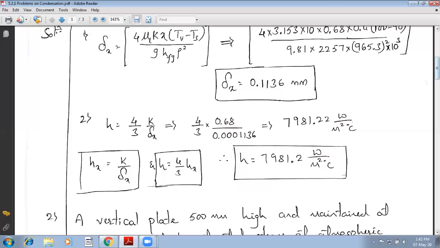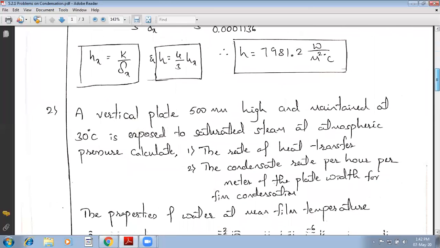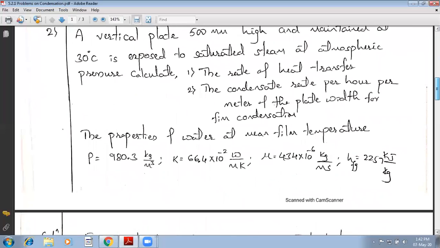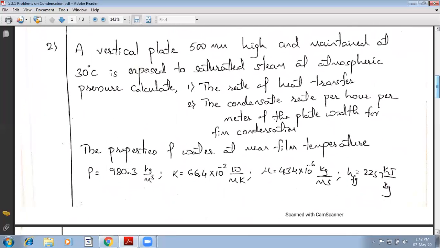These kind of problems are very simple. We just need to substitute the values. Only thing is, first you should identify a proper equation which one needs to be used, and the units in which the properties must be expressed. If you take care of these two parameters, then solving problems on condensation is very easy.